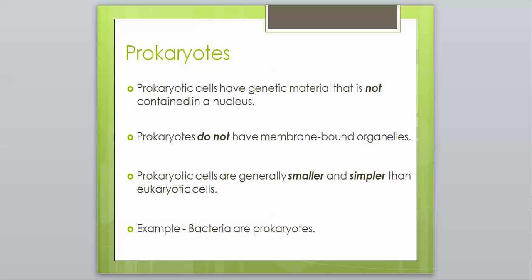And then prokaryotic cells are generally smaller and simpler than eukaryotic cells. So again, smaller and simpler are the two words you keep in mind there. And an example is bacteria are prokaryotes. So that is our prokaryotic cells. We will go over, maybe make a little graphic organizer or something like that to keep those straight.